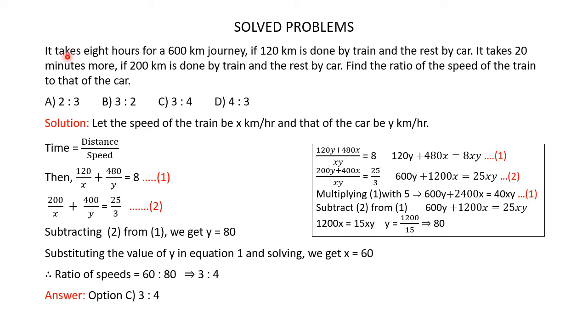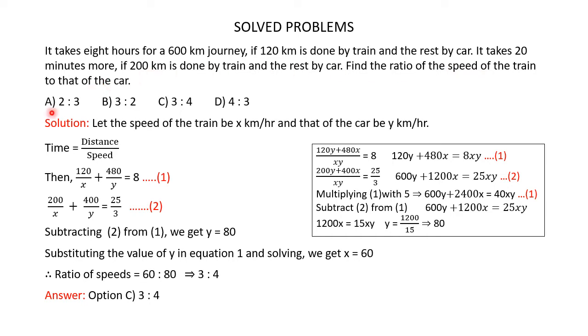It takes 8 hours for a 600-kilometer journey if 120 kilometers is done by train and the rest by car. It takes 20 minutes more if 200 kilometers is done by train and the rest by car. Find the ratio of the speed of the train to that of the car.